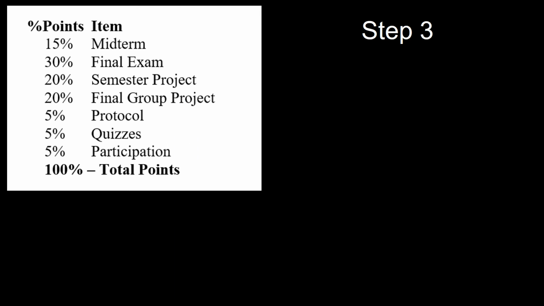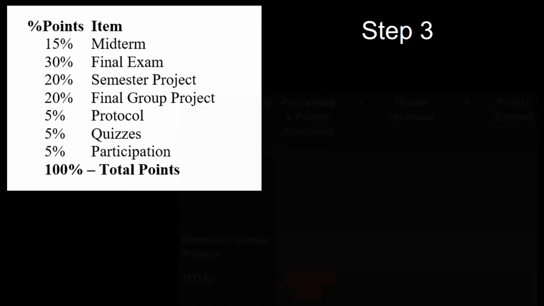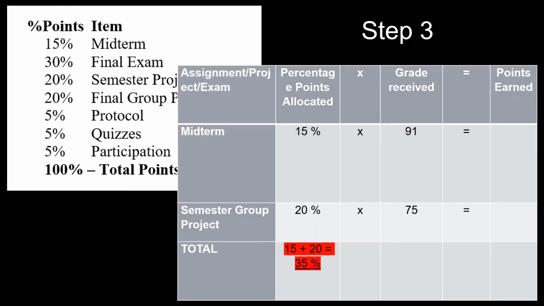So now let's move on to step 3. For step 3, you are then looking at what grades you have received, and you fill that into this template. So for the midterm, let's pretend you got an A, so you got a 91. And for the semester group project, let's pretend you get a 75, which is a C.